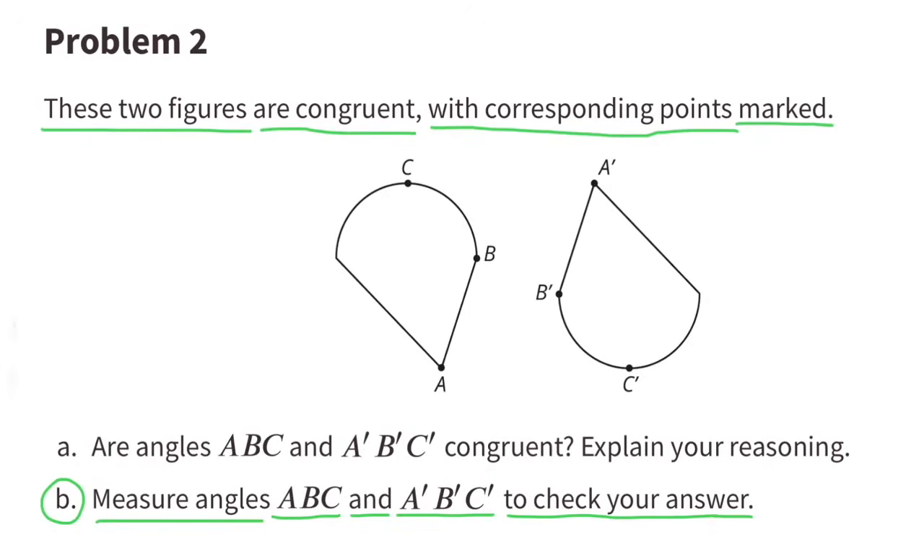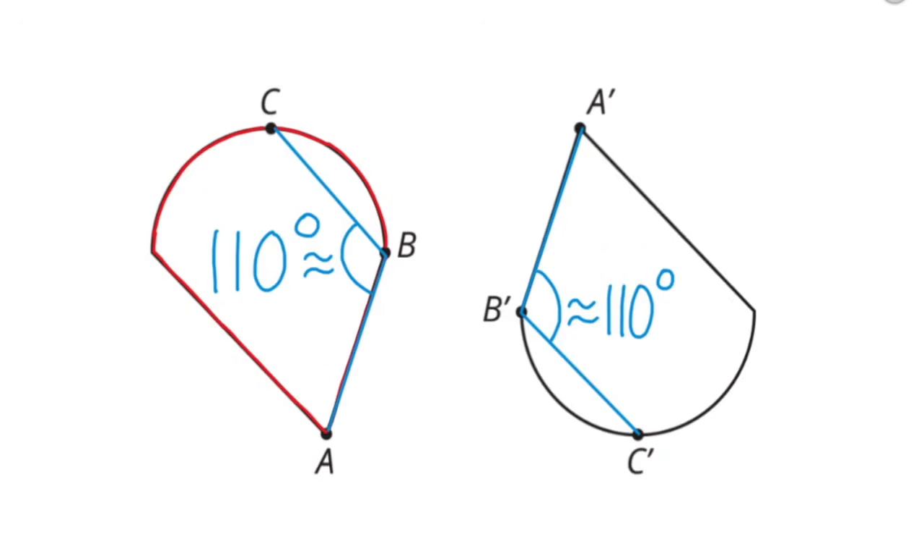B. Measure angles A, B, C and A', B', C' to check your answer. You can use a protractor to measure these angles, and both of them measure just about 110 degrees. And since they have the same measure, angles A, B, C and angles A', B', C' are congruent.